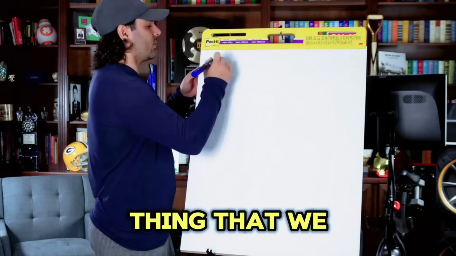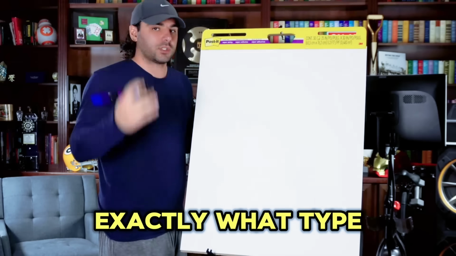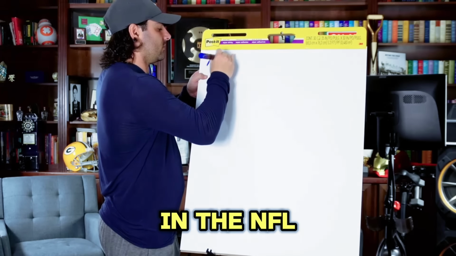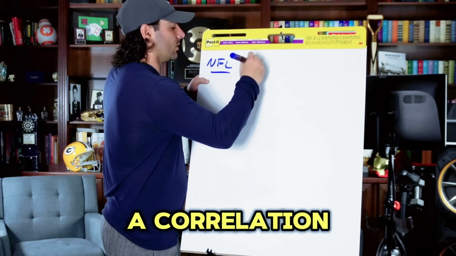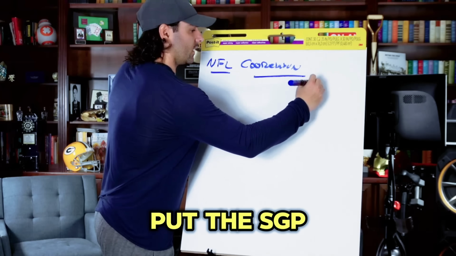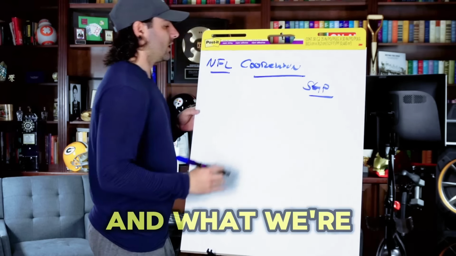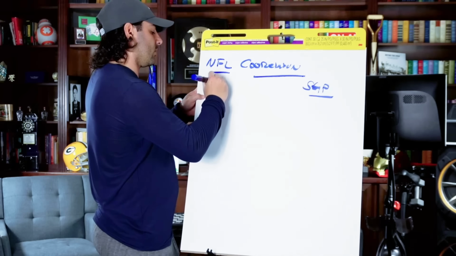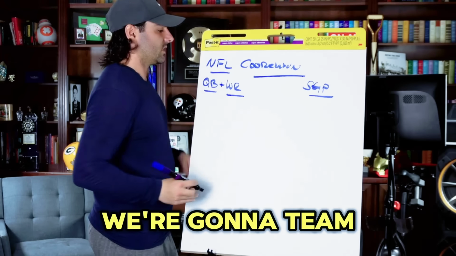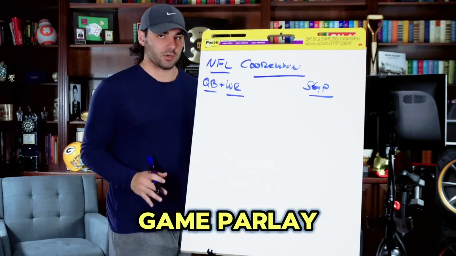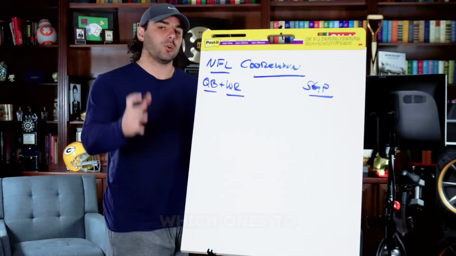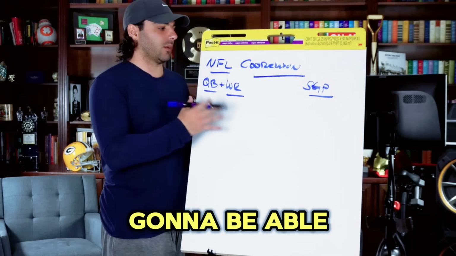Now the first thing that we want to do is we want to know exactly what type of same game parlay we're doing here. Okay, this is going to be in the NFL. It's going to be a correlation same game parlay. All right, we'll put the SGP right here for you, the way you see it. And what we're going to do here is we're going to use a quarterback and we're going to use a wide receiver. We're going to team those two up on a same game parlay. But not just any quarterback and receiver. We have to figure out exactly which ones to target and how we're going to be able to do this.